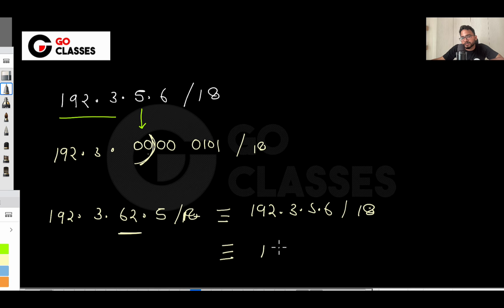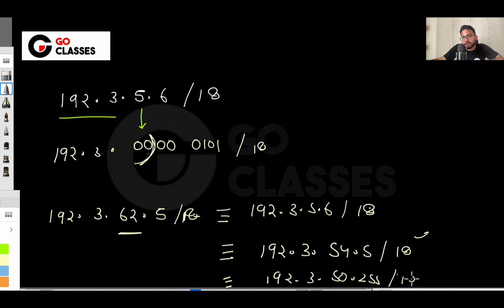Anything you write lesser than 64, 192.3 dot, and now anything you write lesser than 64, which is, let's suppose 58 or anything, 54.5, /18. Yes, this is also good, okay? Something like 192.3.50.255, yes, this is also good, /18, right? This is also good.